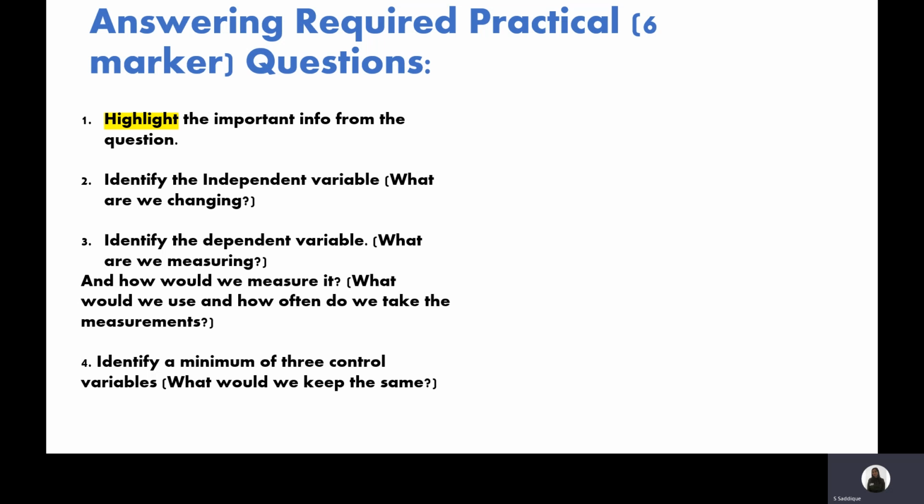Then identify and state the dependent variable. So what are we measuring? How would we measure this dependent variable? So what specialist equipment would we use, and how often would we take those measurements? So would it be every minute, every 30 seconds, so on? Identify a minimum of 3 control variables. So which variables would we need to keep the same to make sure there are no effects on our results? If you can identify variables and make sure that you identify them correctly, you're going to hit that 5 to 6 mark bracket. So try and include as much of the variables you can in your answer.